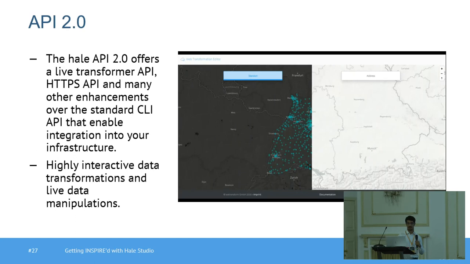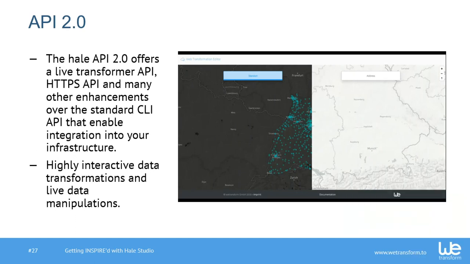So we have two things planned out so far. Well, there's the Hale 2.0, which offers a live transformer API, and this is a significant improvement over our standard, already powerful CLI API in that it enables integration into your infrastructure. So this is very useful for systems integrators, and it's highly interactive and provides you with the option of live data manipulations. You can see an example of that in a slide there. That's what it's going to look like.